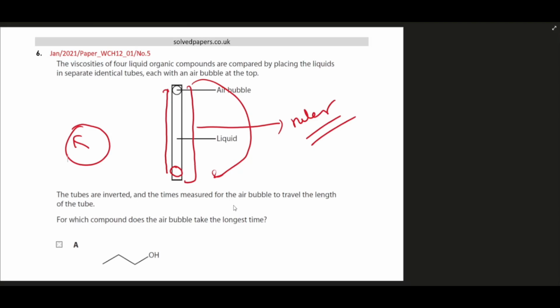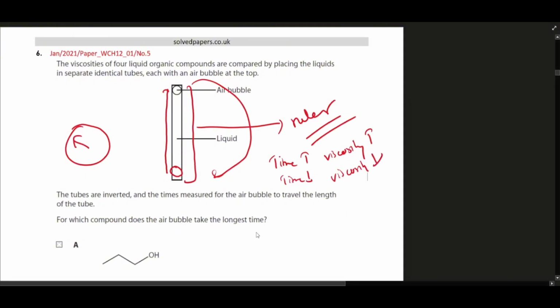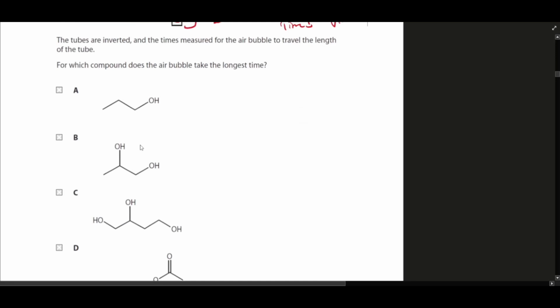So in other words, if the time taken is high, viscosity will be high. If the time taken is low, it means the liquid molecules don't have that much attraction with the air bubble, so obviously the time will be low because it will take less time for it to go up, and viscosity will also be low. So which compound does the air bubble take the longest time? In other words, they're trying to say which one has the highest viscosity. So can you please tell me which one?